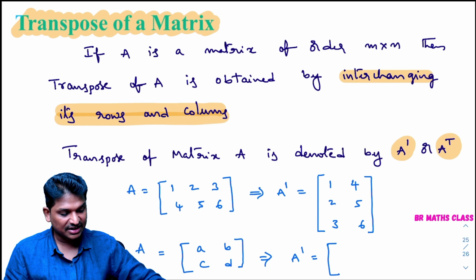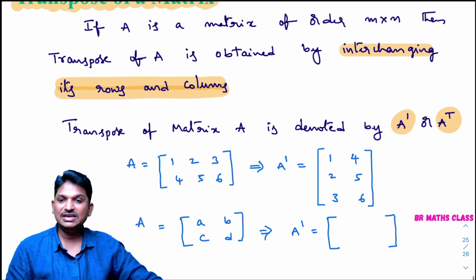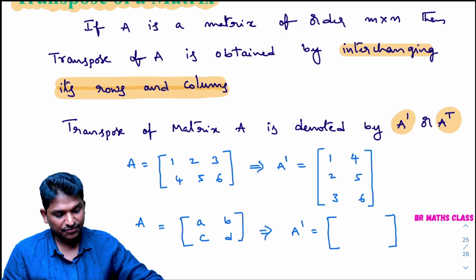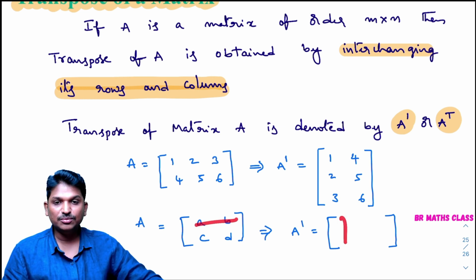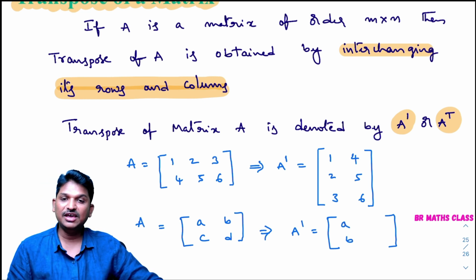How to calculate its transpose? Just interchange its rows into columns. You take the first row, write it as the first column. You take the second row, write it as the second column. The first row is what? AB. Write it as the first column. What you will get? You will get it like this, AB.